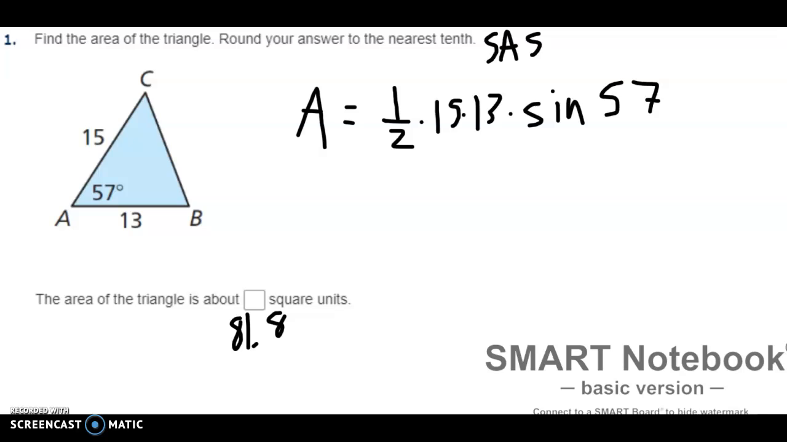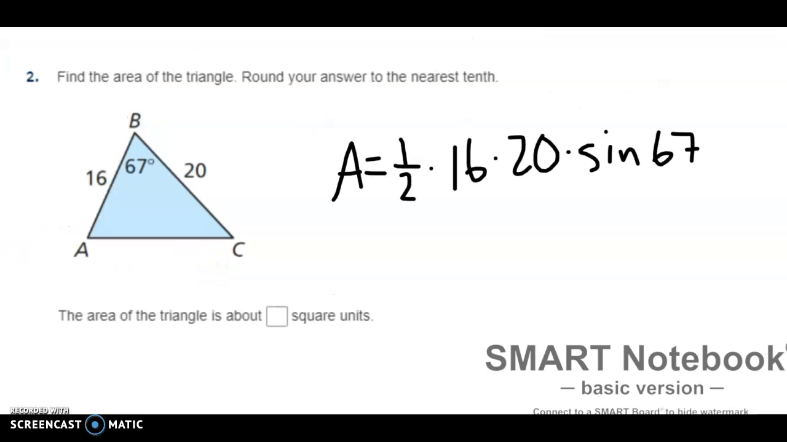All right, let's do assignment 9.3. First thing is we're trying to find the area of the triangle. And this works when you know the side, angle, side of a triangle. And that's what we have here, side, angle, side. So we take the formula, which is 1/2 times the two sides times the sine of the angle. Put that in your calculator. It's about 81.8 square units.